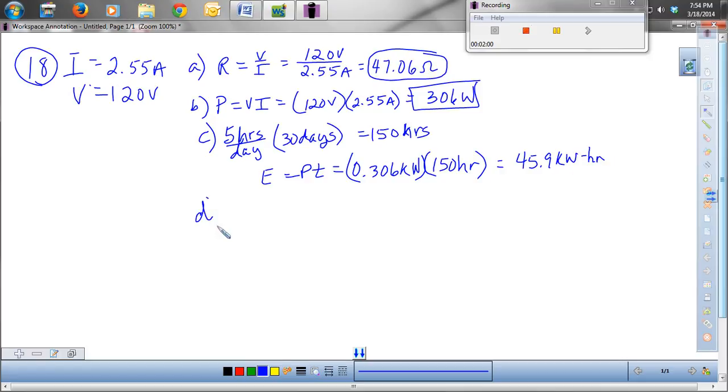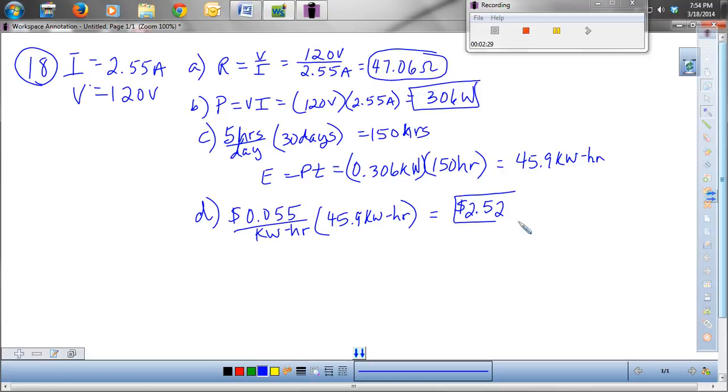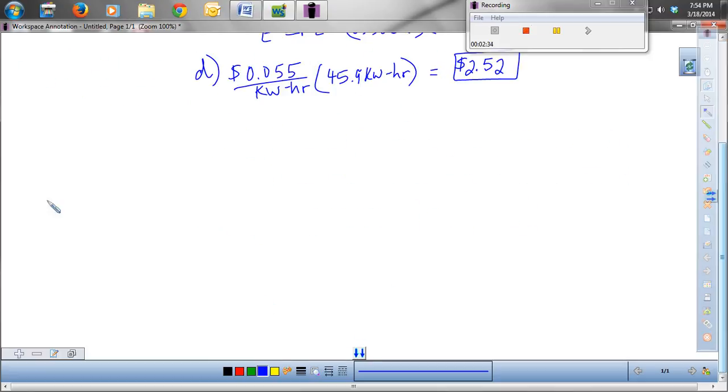And then they want to know how much is it going to cost to operate my TV for those 30 days at 5 hours a day. So I said, well, the cost is 5.5 cents per kilowatt hour, or $0.0555 per kilowatt hour. And I want to run it for 45.9 kilowatt hours. So the electrical company is going to charge me $2.52 to watch my TV 5 hours a day for 30 days. So that was pretty straightforward. Number 19.